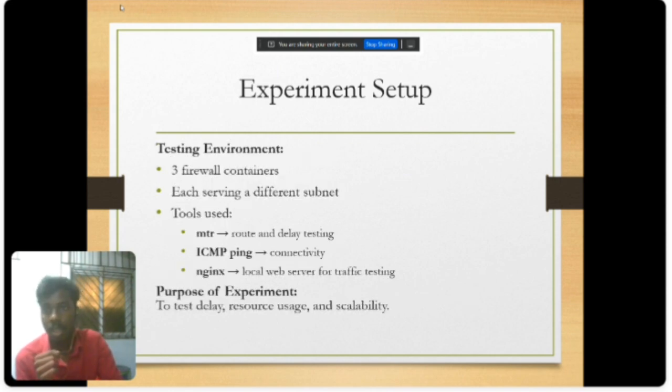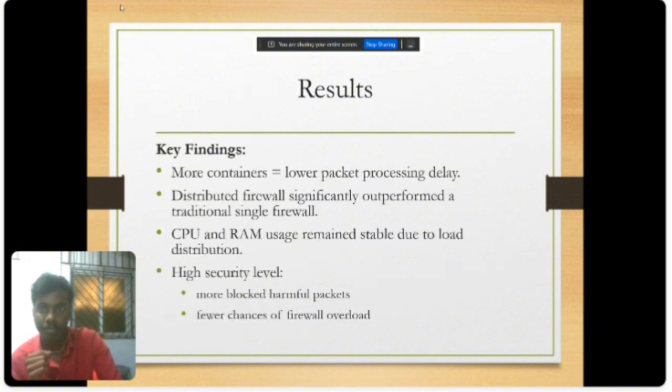Testing environment: three firewall containers, each serving a different subnet. Tools used: iperf, route and delay testing, ICMP for connectivity, and finally a local web server for traffic testing. The purpose of this experiment is to test delay, resource usage and scalability.